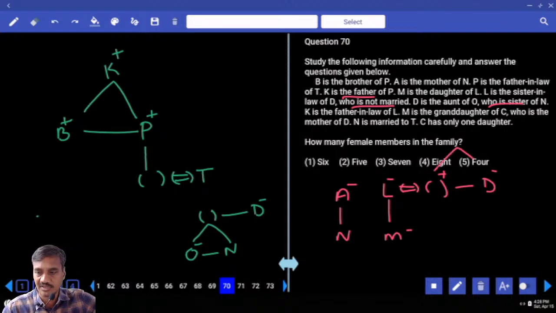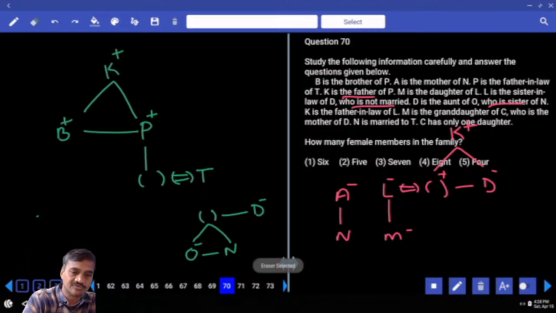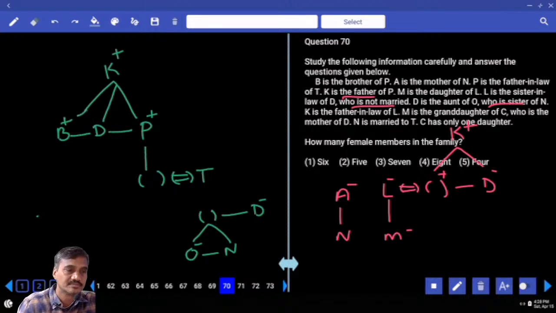K is the father-in-law. Hence K must be at this place. Father-in-law of L means D's father is K. As of now, K is the father of B and P. K is the father of D as well. Hence where should this K be? D must be here. And these are the three persons we have.